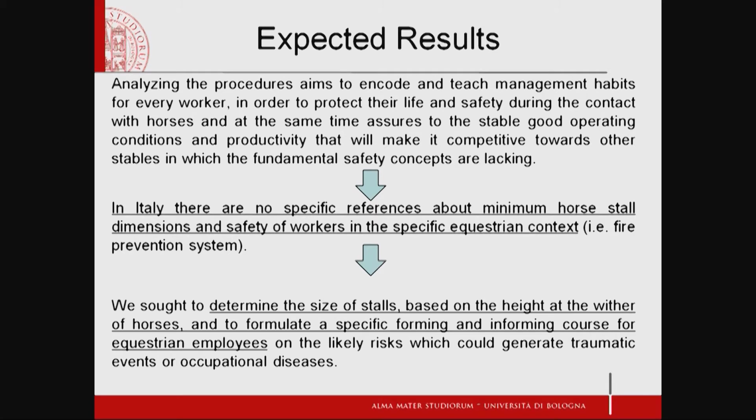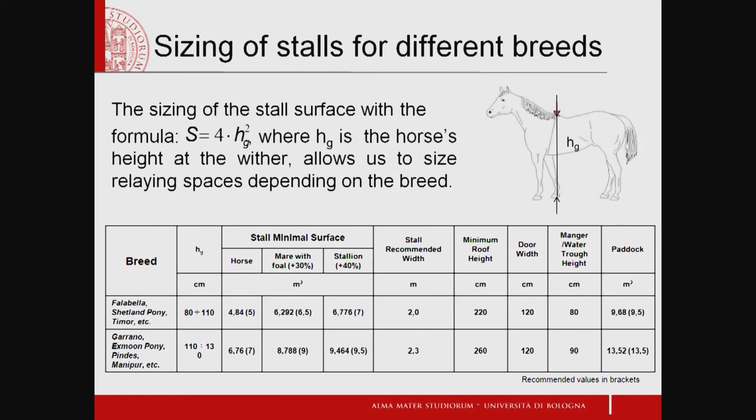So we set out to determine two things: the stalls based on the height at the withers of the horse, and a specific forming and informing course for equestrian employees on the likely risks which could generate traumatic events or occupational diseases. From the constructive point of view, we suggest designing the stall surface with a simple formula where the surface is equal to 4 times the power of hg, where hg is the horse height at the withers, and with this formula it is possible to size the stall space depending on the breed.